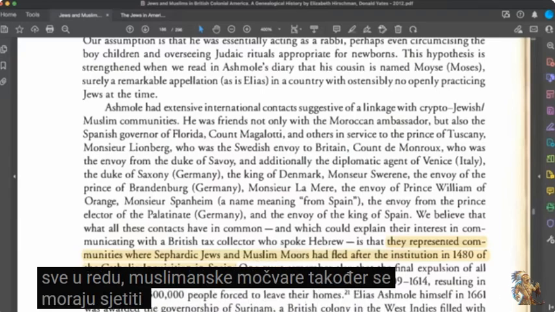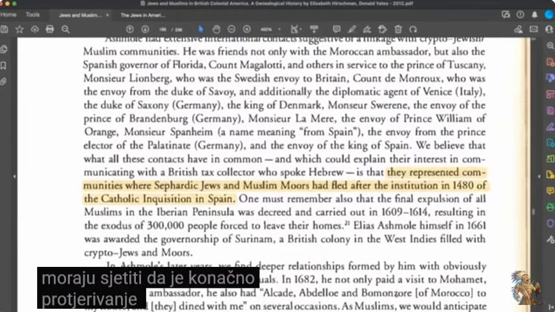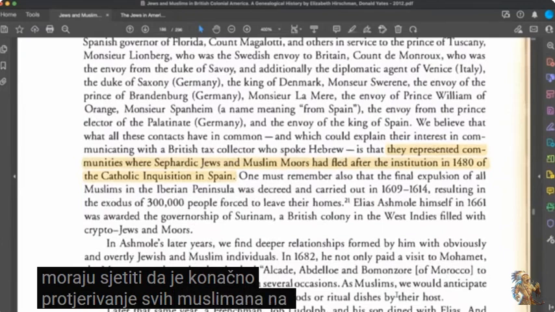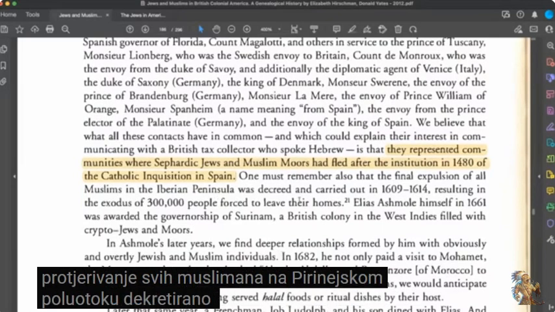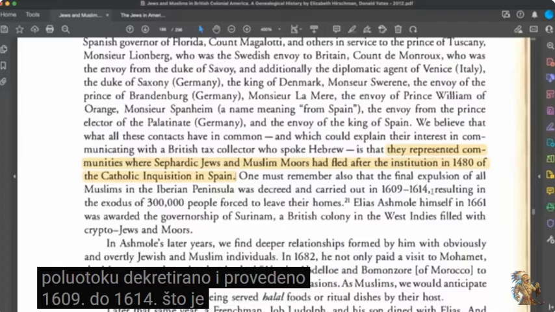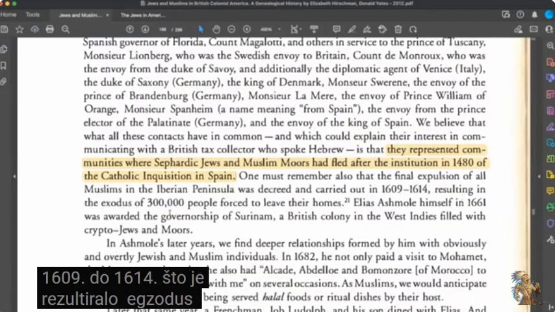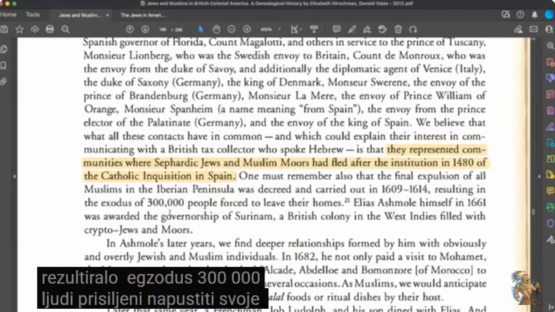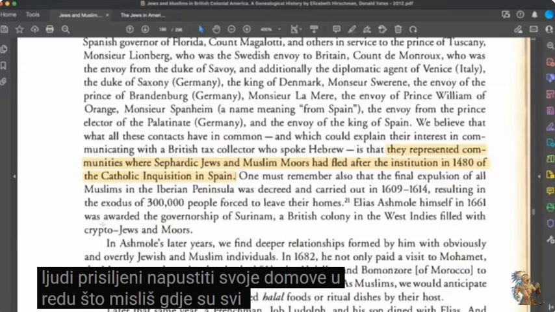One must remember also that the final expulsion of all Muslims in the Iberian Peninsula was decreed and carried out in 1609 to 1614, resulting in the exodus of 300,000 people forced to leave their homes. All right, where do you think they all went?